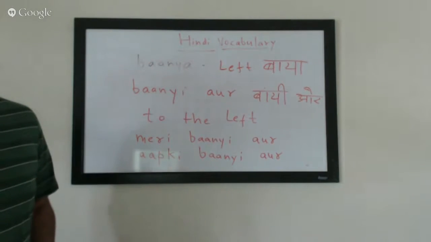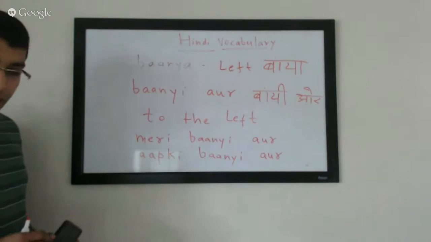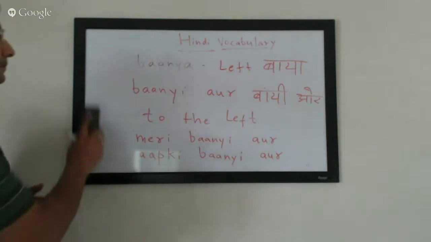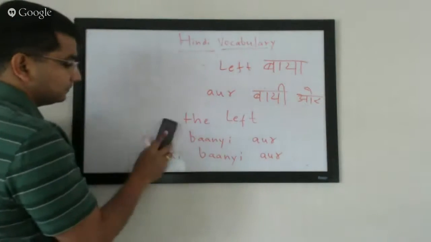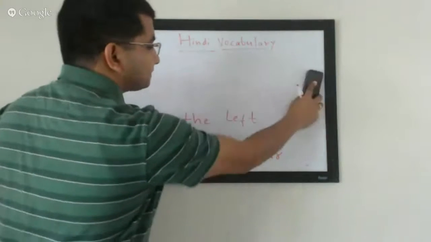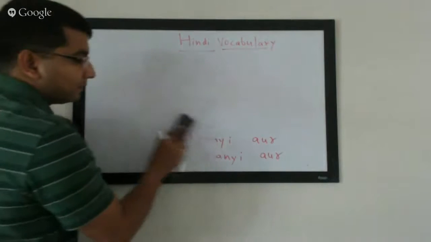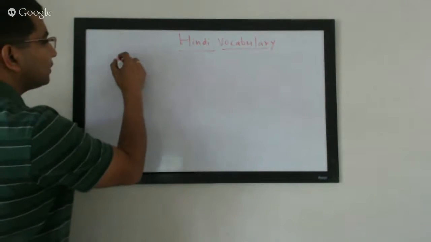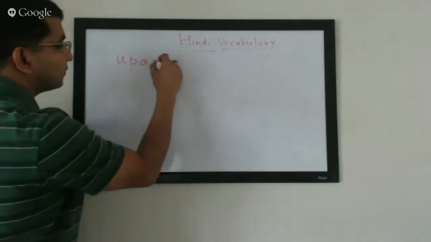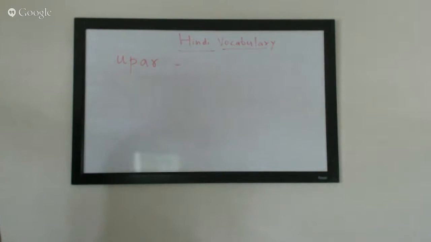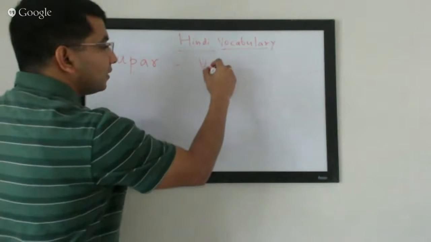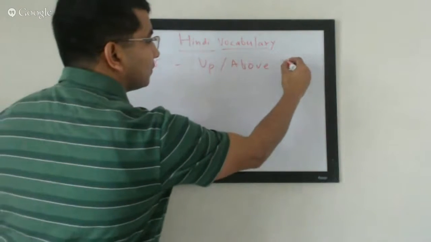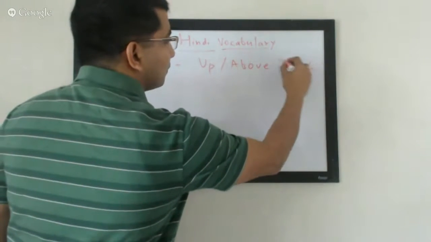Okay, feel free to write down any questions you may have so far on the directions. So far you covered आगे, पीछे, दाएं and बाएं. Next one I have is ऊपर. ऊपर is up or above. ऊपर.